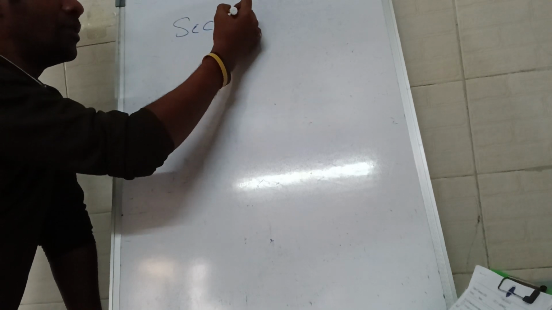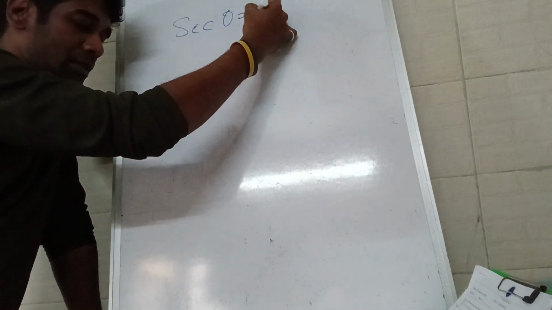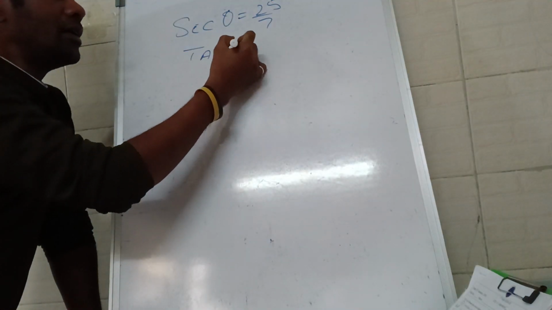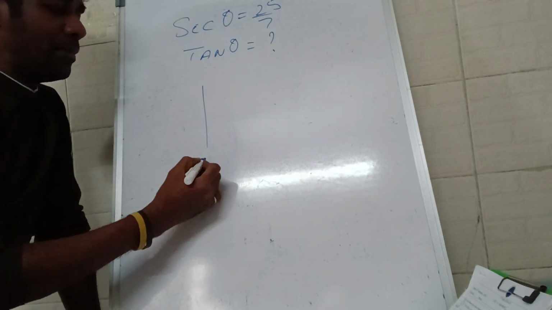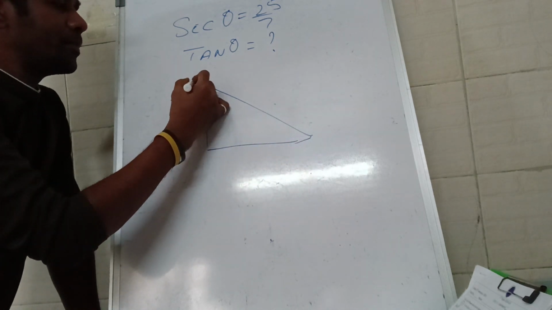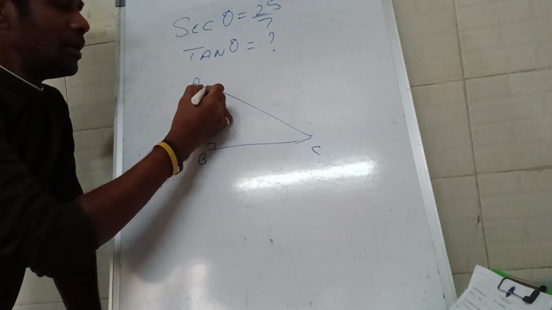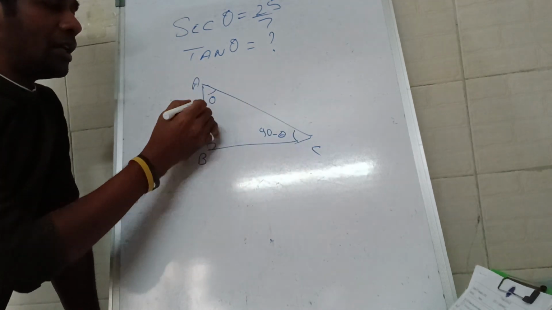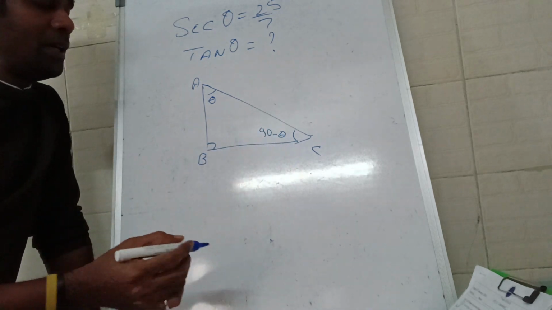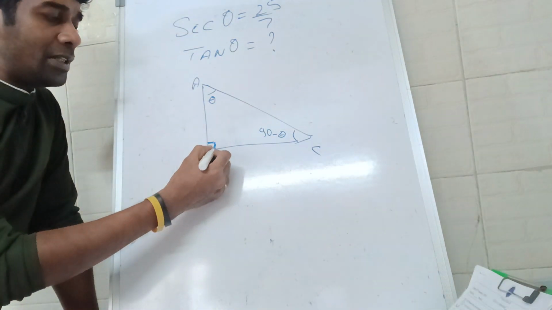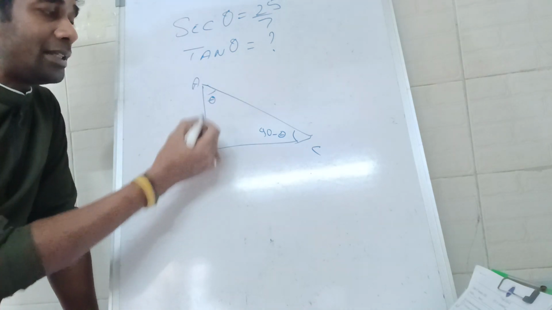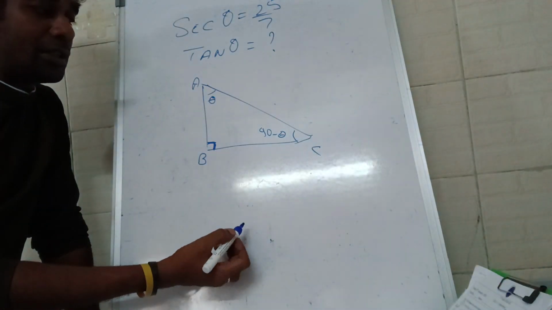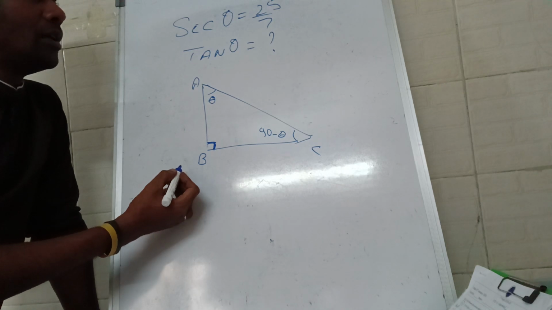Now the next sum: if sec theta is equal to 25 upon 7, find tan theta. Remember, in a right angle triangle, angle A is supposed to be theta, and this is 90 minus theta, sum of the angles. If I take this as theta, C will be 90 minus theta, because B was already given as 90 degrees. Now sec theta is said to be 25 upon 7.